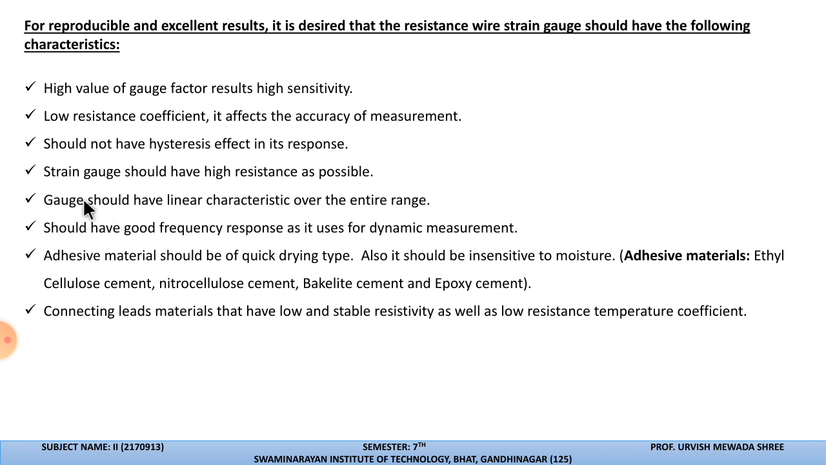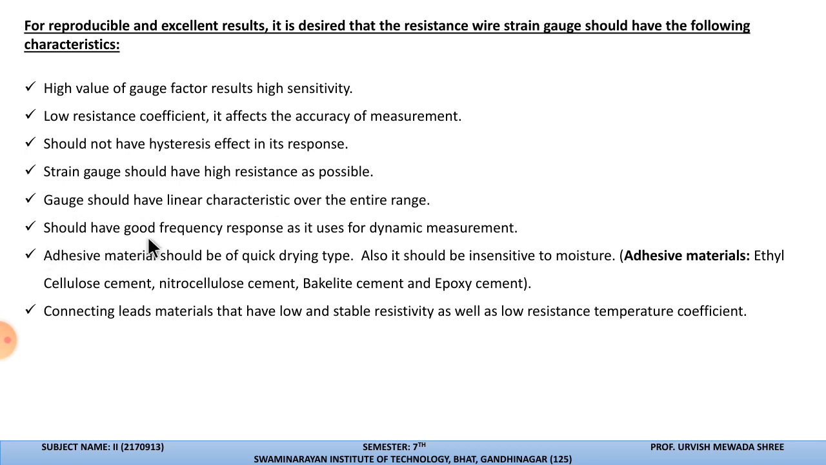Now such a strain gauge should have a linear characteristic over the entire range. That means as we give the input, according to the input it should give the output. Therefore this type of strain gauge should have a linear characteristic.